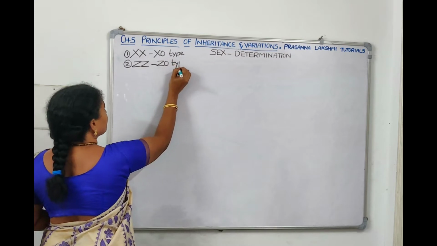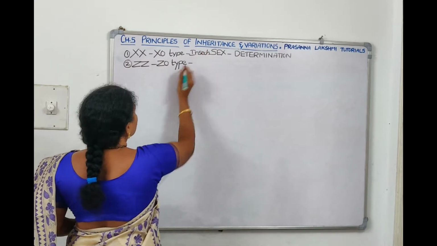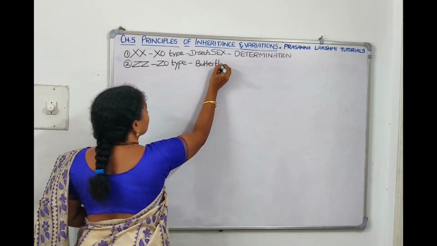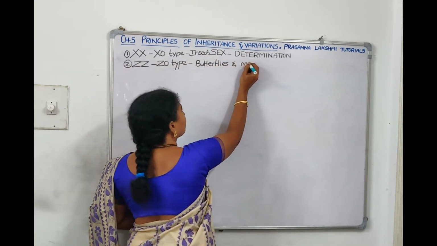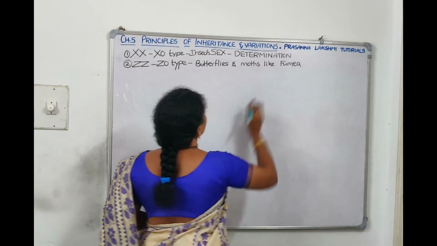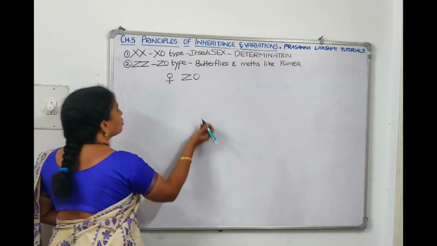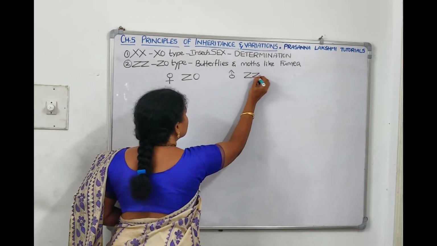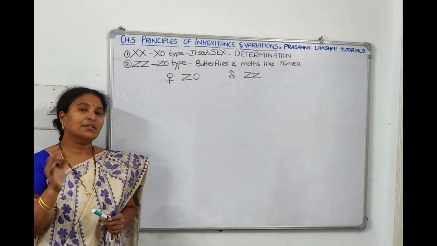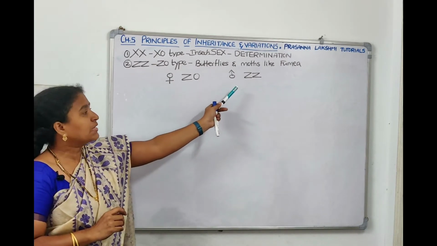Z0 type of sex determination. This sex determination is seen in butterflies and moths like Fumea. These are the examples. Now here the females will have Z0 condition and the males will have ZZ condition. Instead of X and Y chromosomes, we can also take the chromosomes as Z and W chromosomes. So here the females are Z0 and the males are ZZ.